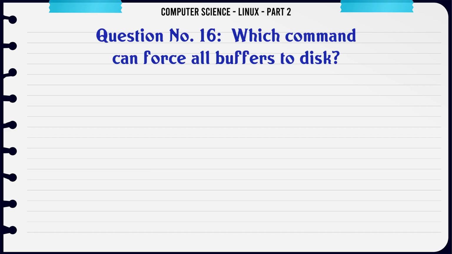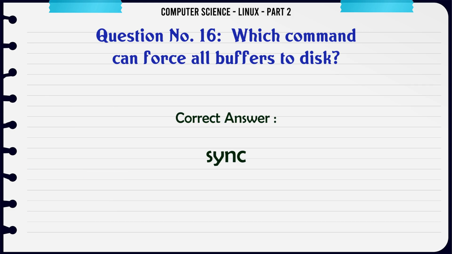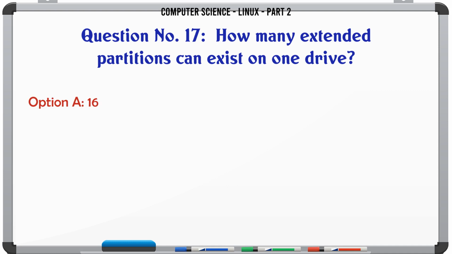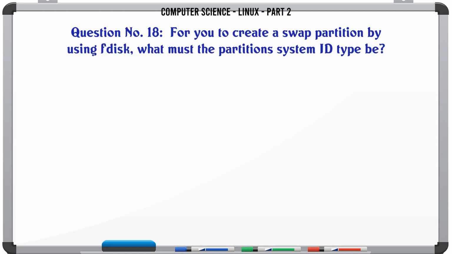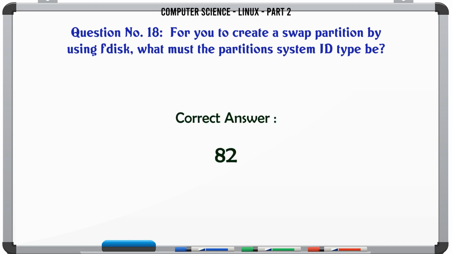Which command can force all buffers to disk? A. Save, B. Sync, C. Flushbuff, D. Flush. The correct answer is sync. How many extended partitions can exist on one drive? A. 16, B. 4, C. 2, D. 1. The correct answer is 1. For you to create a swap partition by using fdisk, what must the partition's system ID type be? A. 83, B. 82, C. 5, D. 4. The correct answer is 82.